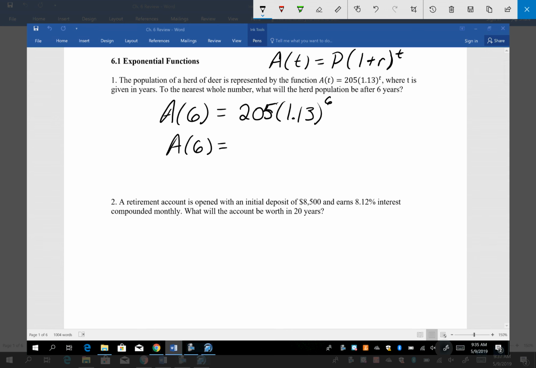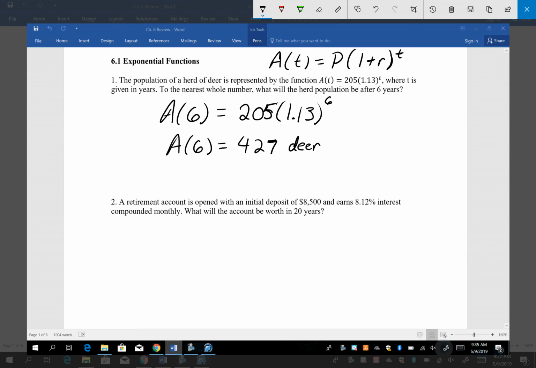I heard 427. Anyone want to confirm, Giuseppe? Yep, confirmed. And the units are deer.